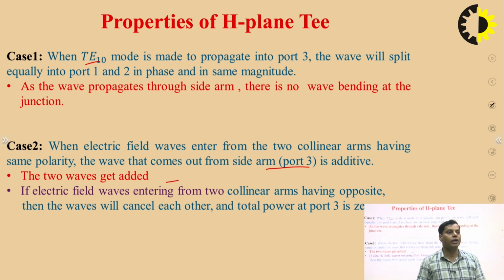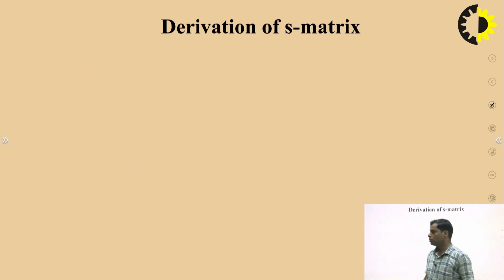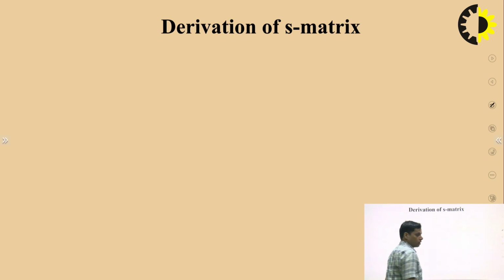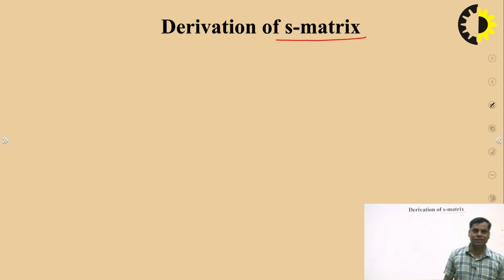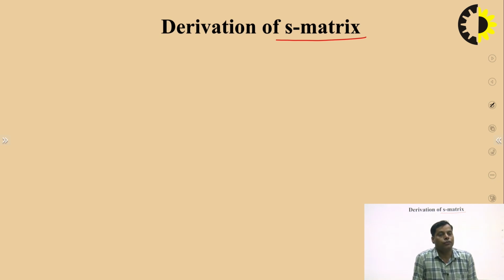To calculate these values, we can use the S matrix model. So we go through the S matrix approach for this 3 port device, the H plane T junction. This can be calculated with the help of the S matrix. To measure the values of the scattering parameters, we use the S matrix, and first we use the properties of the S matrix.